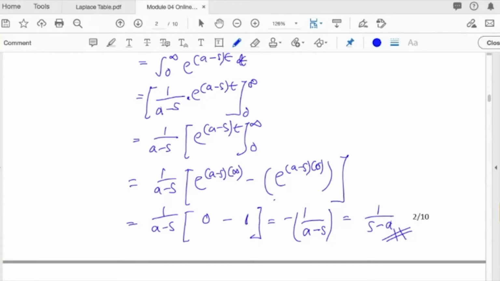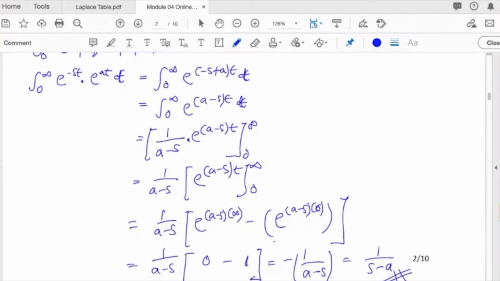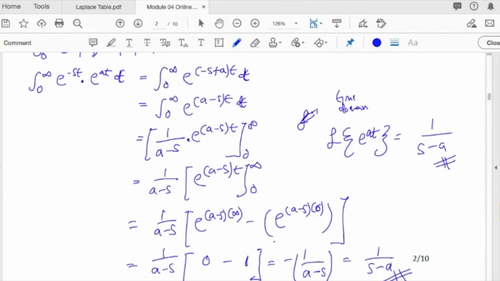Okay, so you can refer to these values if you apply Laplace transforms. If you apply the Laplace transform of exponent at t, it will be equal to 1 over s minus a, which is, this is the time domain, and the other one is the s domain or the frequency domain.